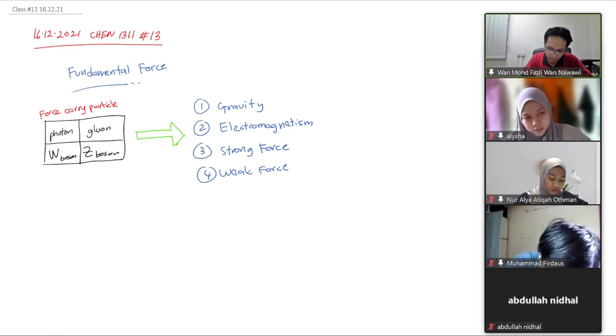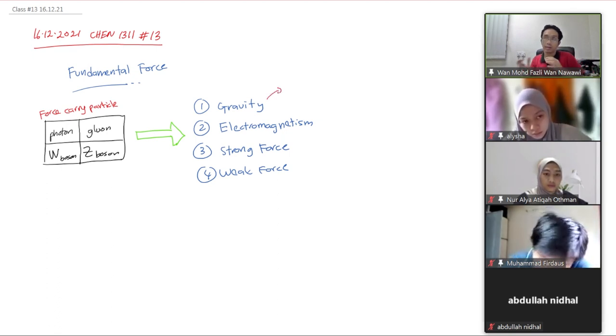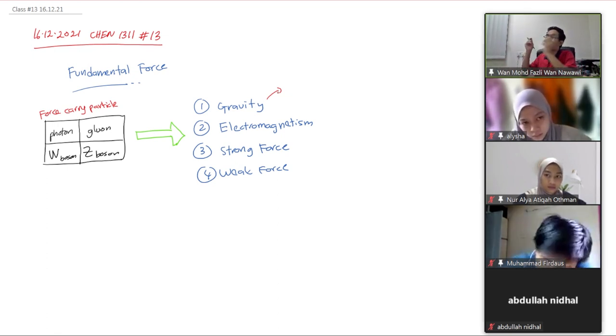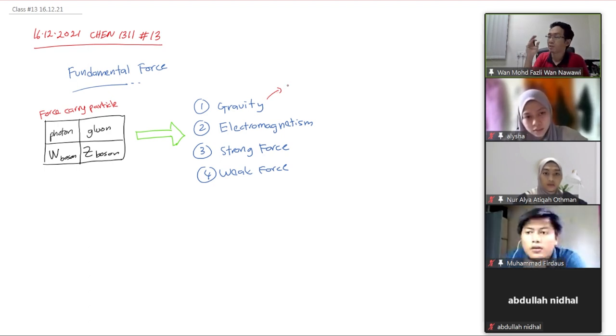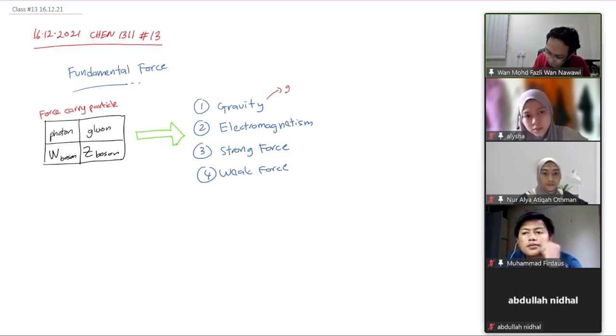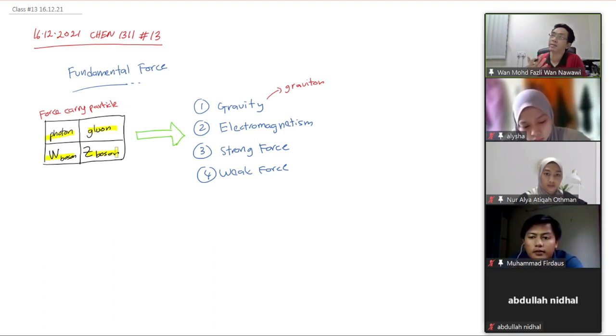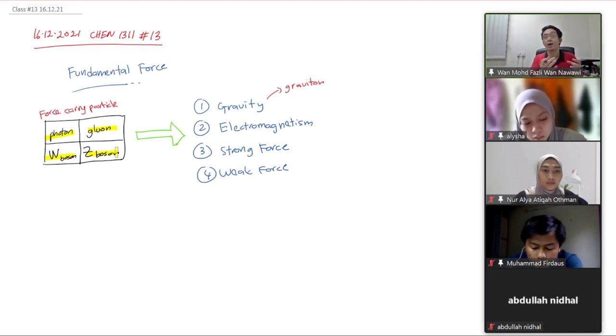And the force carrying particle for gravity, as I said in the last class, is still hypothetical, meaning that scientists still don't know what the particle that carries gravity is. But they give this hypothetical name, graviton. It is only hypothetical. These other four particles you can see on the right here, photon, gluon, W and Z boson, have already been seen, they have already been proven to be there.